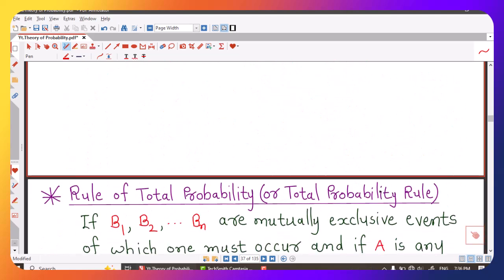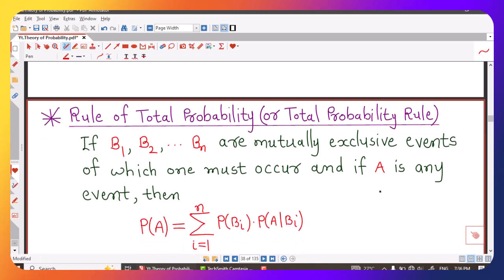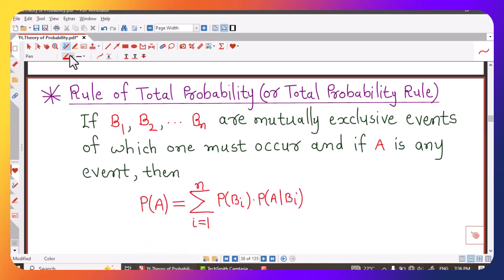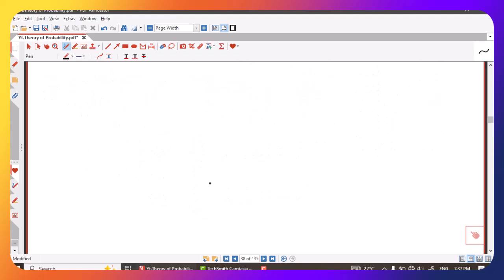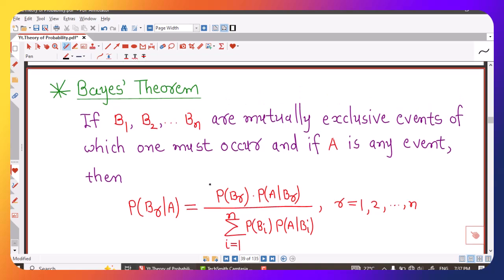So I have written these two theorems or formulas here systematically. First I am writing that if B1, B2, Bn are mutually exclusive events of which one must occur, and if A is any event, then the probability of A is given by the sum of the probability of Bi times the probability of A given Bi. And because I have n events, i takes the values from 1 to n. This is the rule of total probability, and this is Bayes theorem.